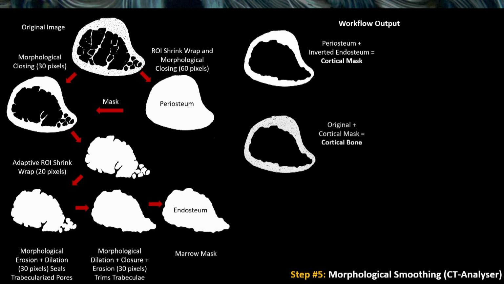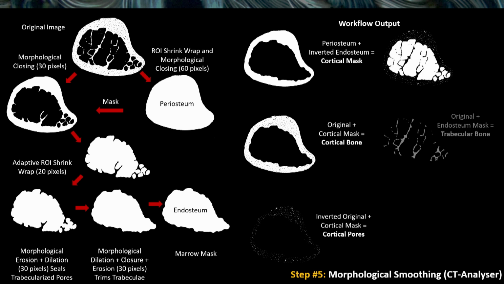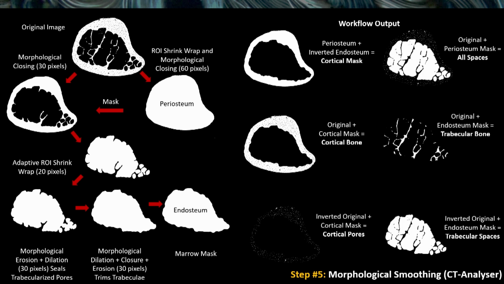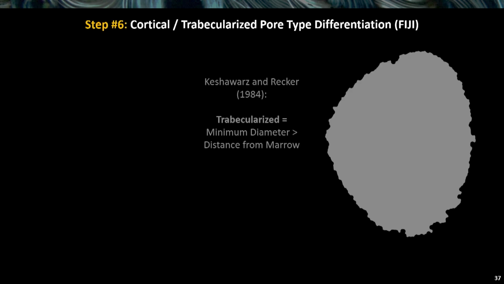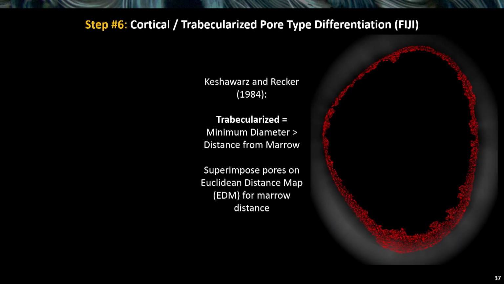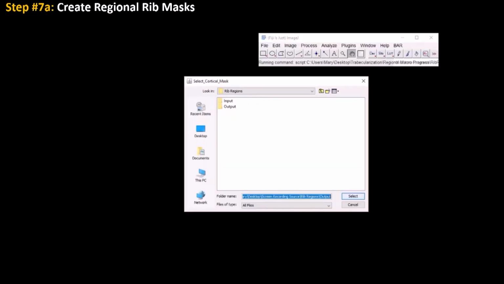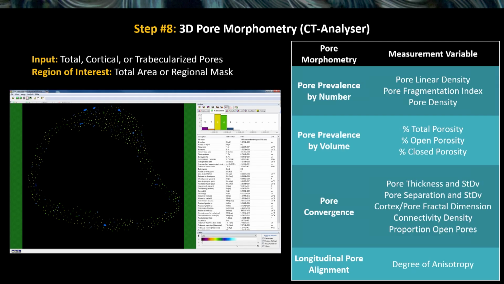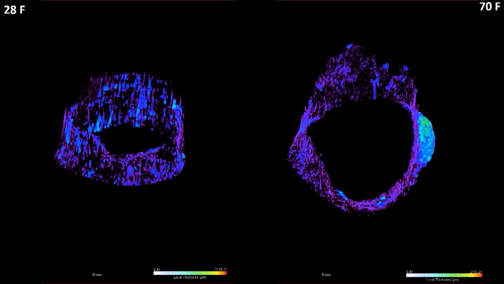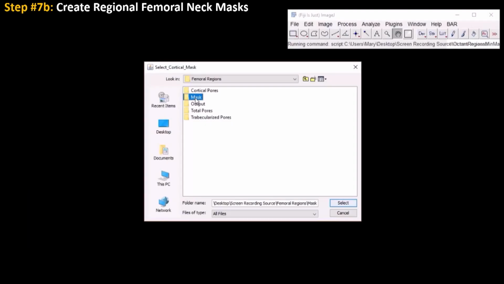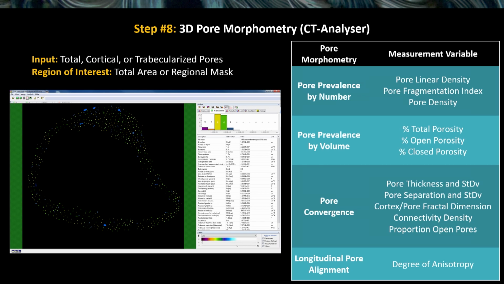And then you can use that endosteum as a mask to extract a number of different aspects of that binarized bone. I also differentiated between cortical and trabecular pores based on distance from the marrow cavity. And I'm just going to skip these videos real quick. I created regional rib masks as well and femoral neck masks to allow me to look at the quadrants of the femoral neck and the halves of the bone. And then finally conducted 3D morphometry in CT Analyzer.